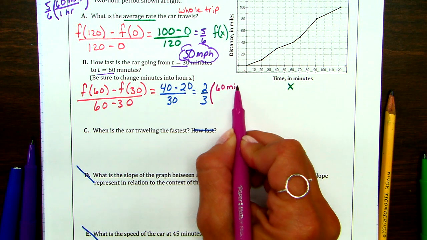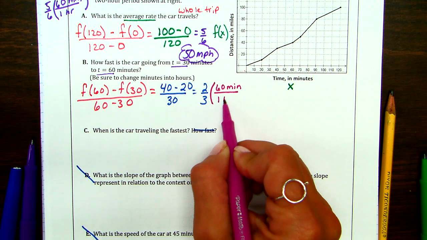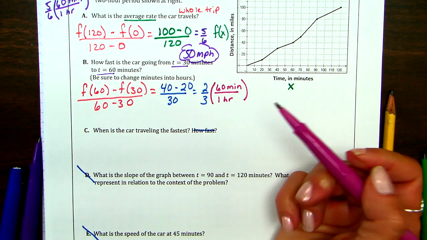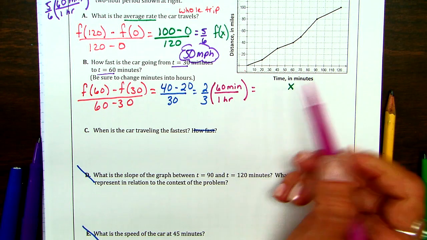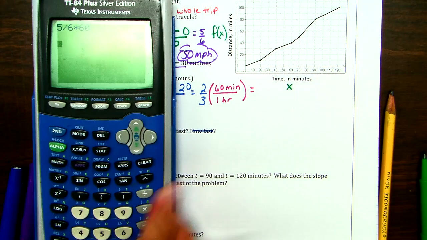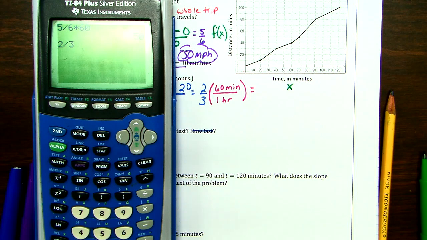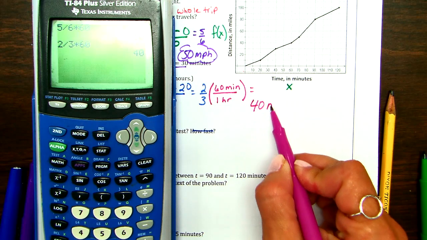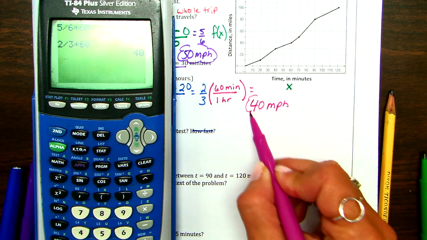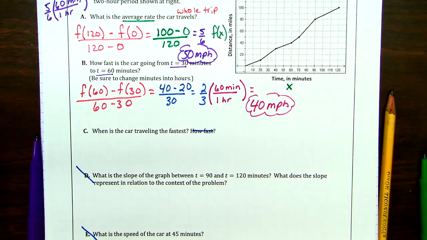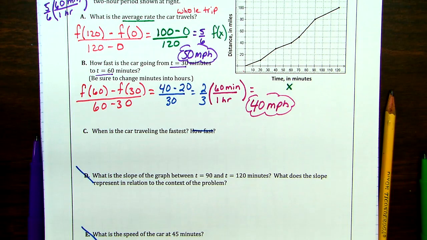And I'm being a proper math teacher here and writing all this out. You're really just typing in times 60 in your calculator. So 2 divided by 3 times 60 over 1, which is 60, gives me 40 miles per hour. So it makes sense that it's going to be different. The speeds at different portions of the trip are going to be different.